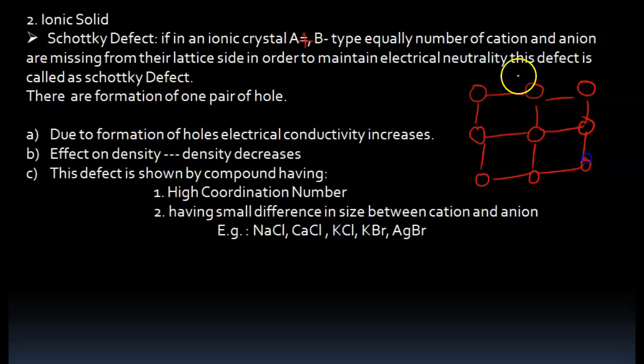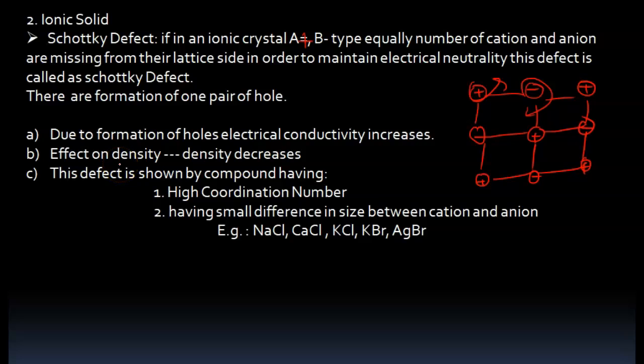This is a crystal, and this one is positive, negative, positive: cation, anion, and cation. If one cation is removed, then one anion is also removed. Therefore, one pair of holes is present. Why does this defect occur? Because, due to the formation of holes, electrical conductivity increases.